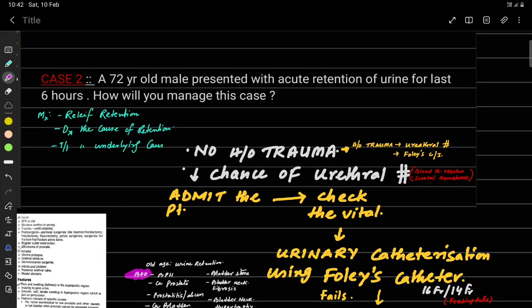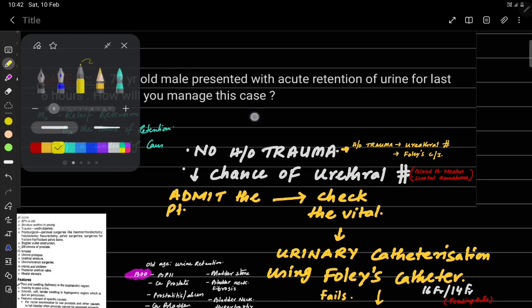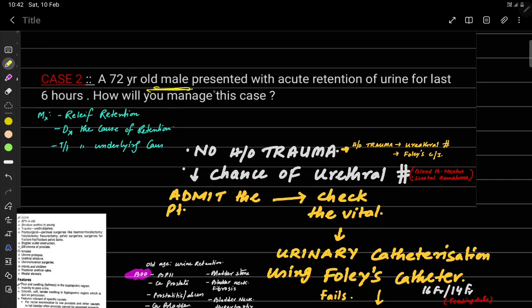So in this problem, a 72-year-old male presented with acute retention of urine for last 6 hours. It is already written in these questions. This is acute retention, for last 6 hours. Time is also given. How will you manage this case?